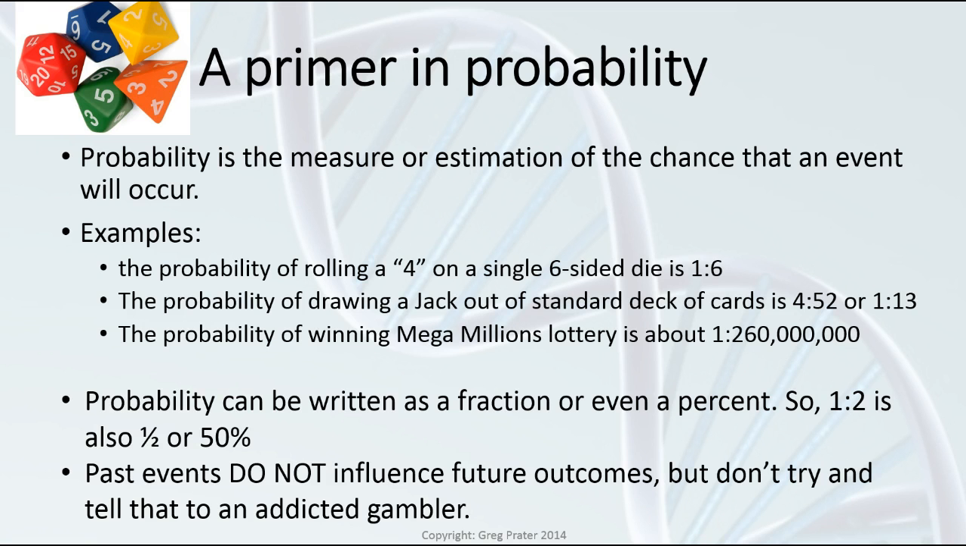Probability can also be written as a fraction or a percent. So 1 to 2 is also 1/2, and it's also 50%. Past events do not influence future outcomes, but gamblers don't seem to understand that. We'll talk a bit more about that later.